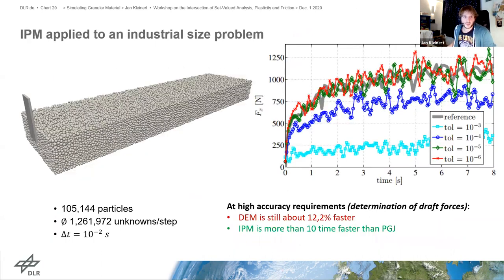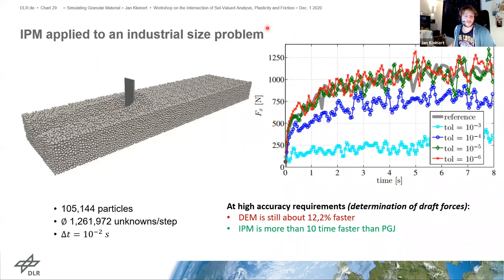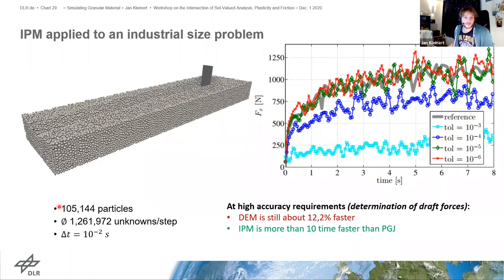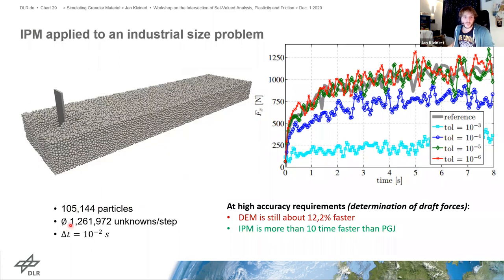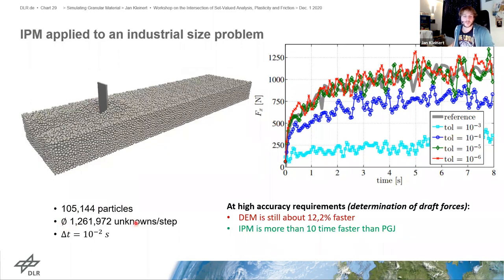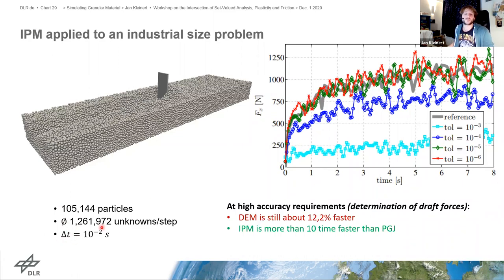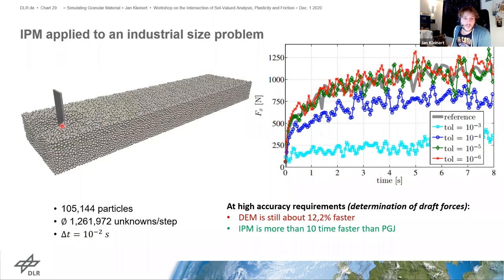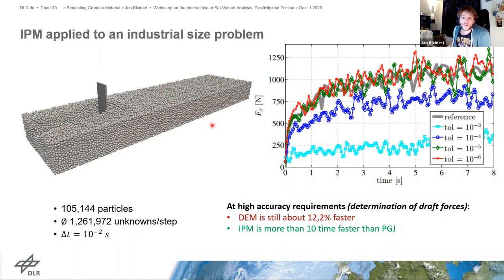Okay, then finally, I applied the interior point method to an industrial size problem. So this is again this trench where we drive the blade through it. So it's 100,000 particles, and we have to solve on average 1.2 million unknowns in every time step. And we use a time step size of 10 to the minus 2 seconds. And we solved these cone complementarity problems in each time step to different tolerances.